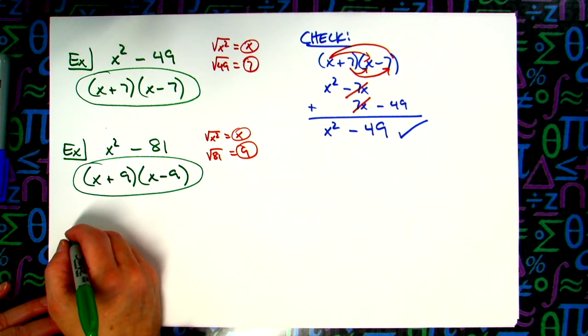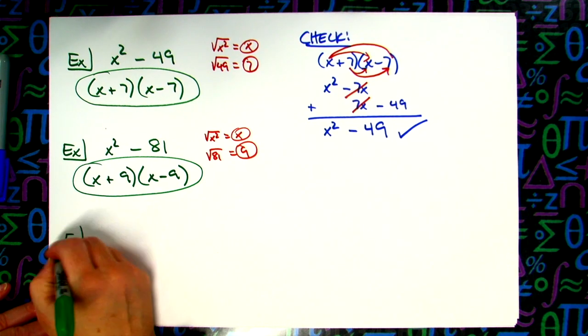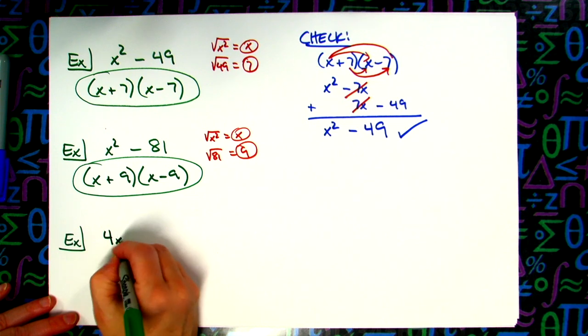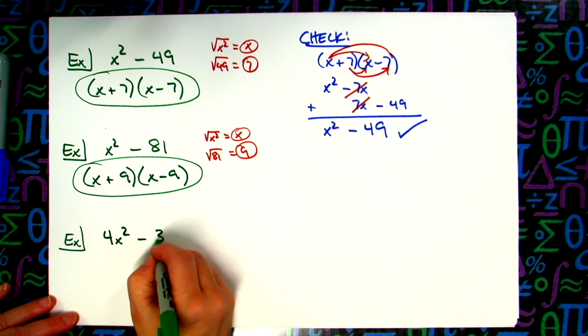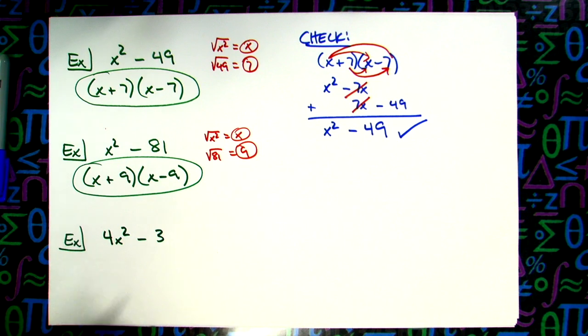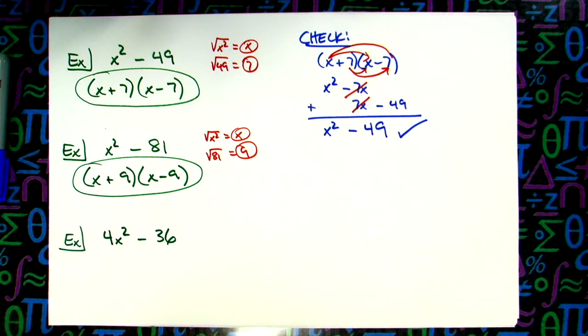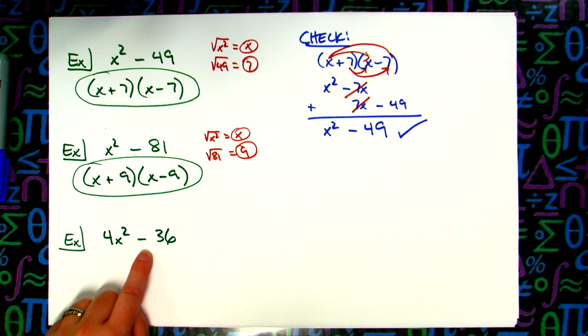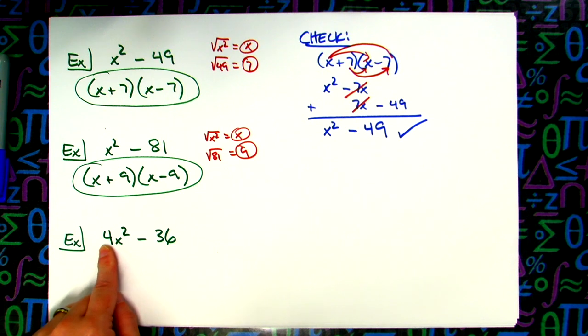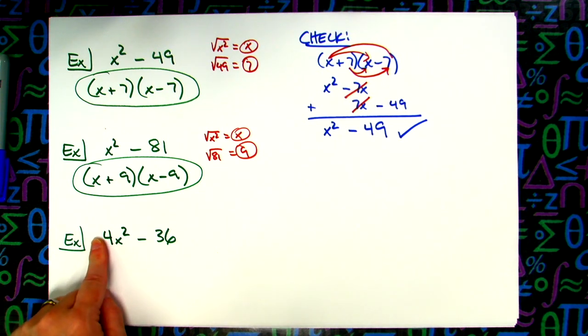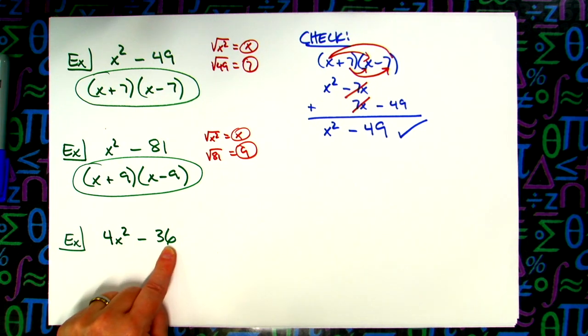Let's do one that has a coefficient in front. Let's do a 4x squared minus 36. That's a good one. Do I have two terms? Yes. Do I have a minus sign? Yes. Is the first one a perfect square? Yeah, because I can take the square root of 4, and I can take the square root of x squared. Can I take the square root of 36? Yes. 6 times 6 is 36.